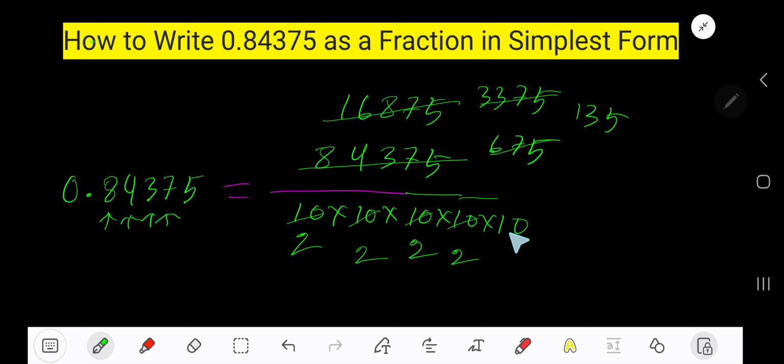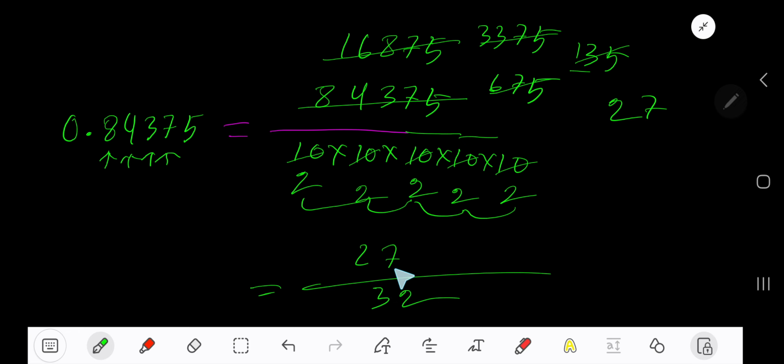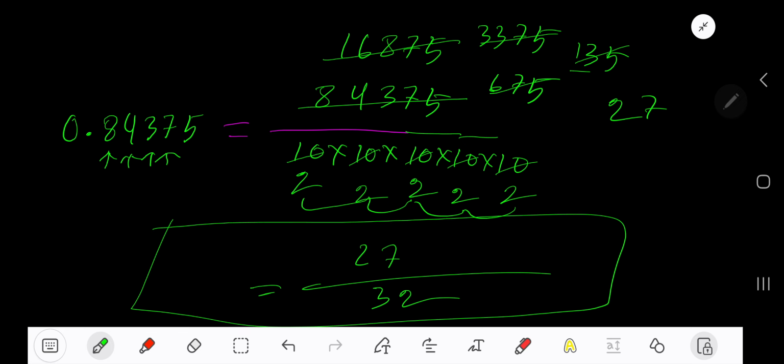Again, this is divisible by 5, and this is also divisible by 5. I will get here, 5 goes into 10, 2 times, and 5 goes into 135, 27. Now write 2 times 2 is 4, 4 times 2 is 8, 8 times 2 is 16, 16 times 2 is 32. There, the only common factor between 27 and 32 is 1. So we can say that this is the reduced form, or simplified form, or simplest form.